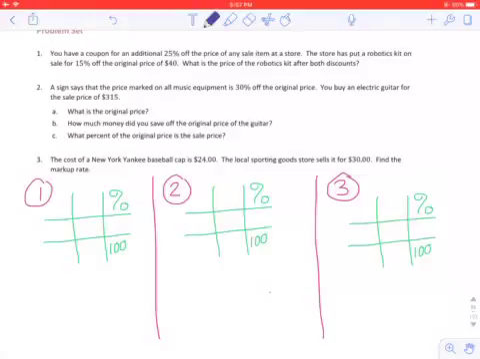So start with problem 1, pause it, solve it. When you're ready to go over it, press play. Alright, so I'm going to start talking about problem 1.